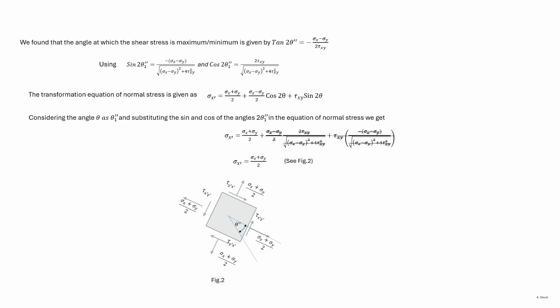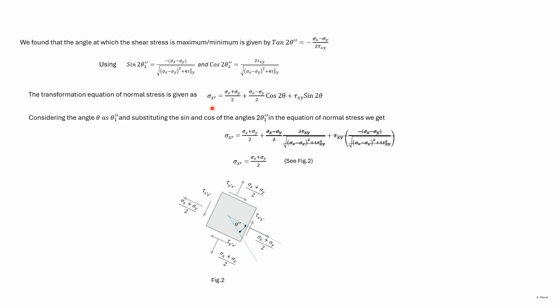Earlier we found the shear stress associated with the principal stress. We found the shear stress to be zero. Here we'll find the normal stress associated with the maximum and minimum shear stress. The direction of the maximum and minimum shear stress was given by the angle theta double dash, where theta double dash could be obtained from this expression. We earlier found that sine 2 theta double dash 1 and cos 2 theta double dash 1 can be given by these expressions.